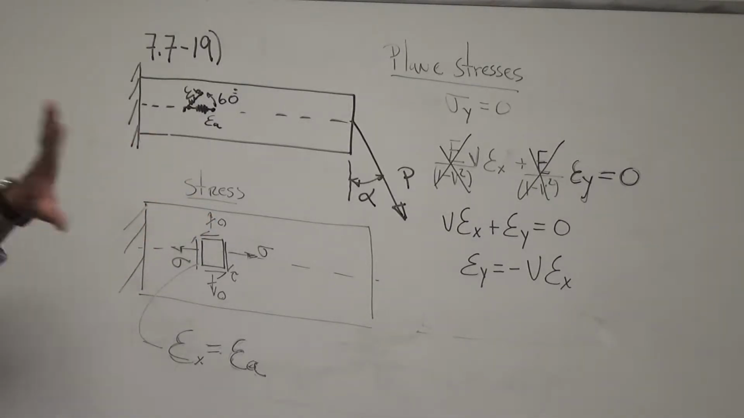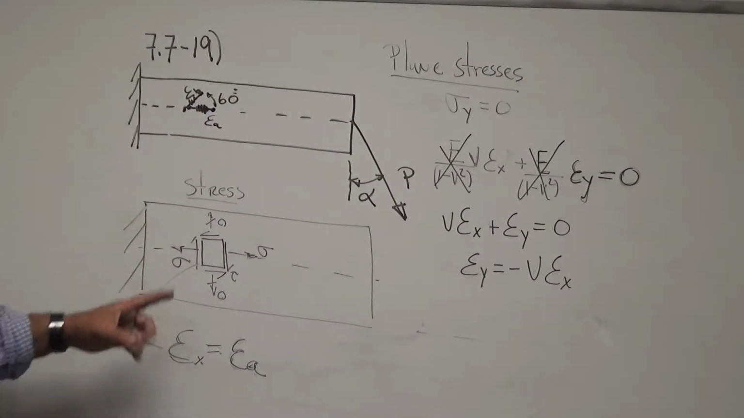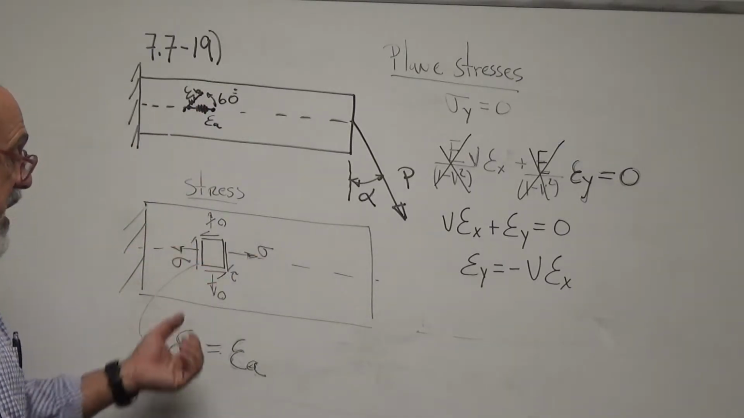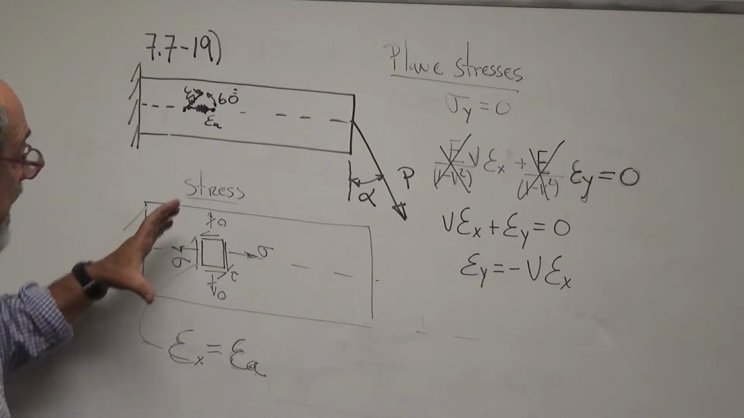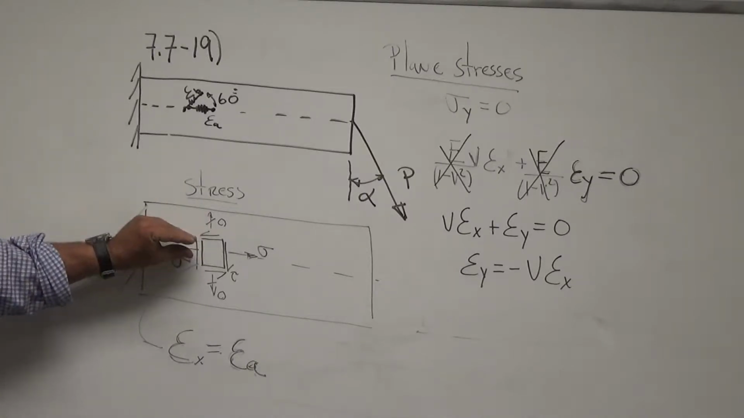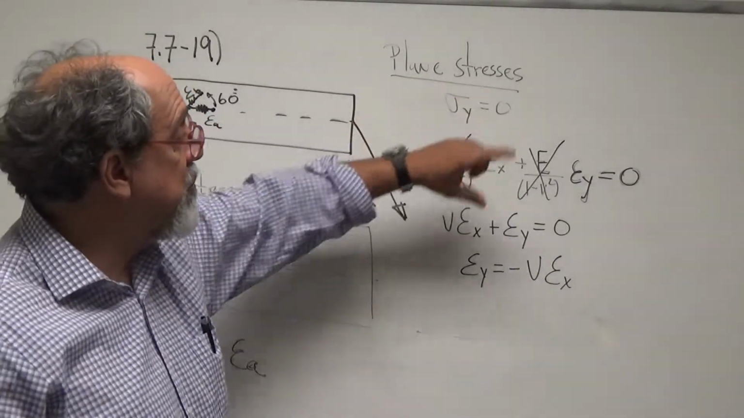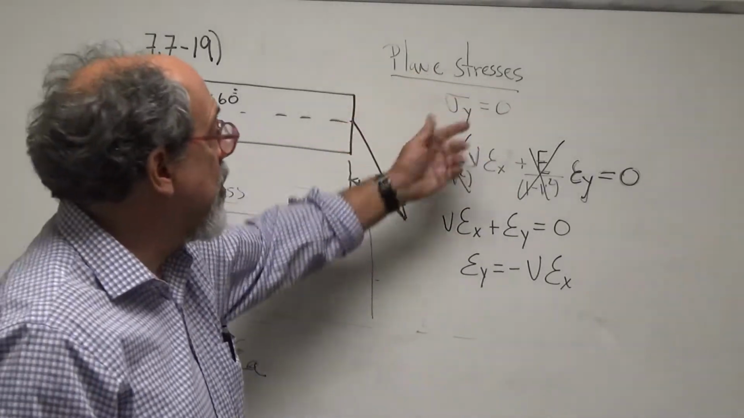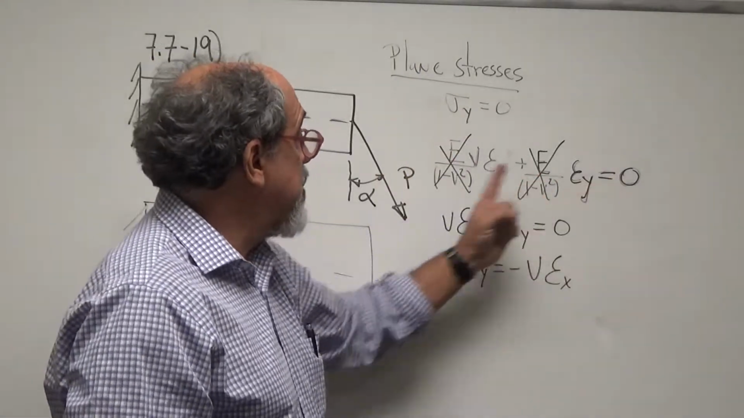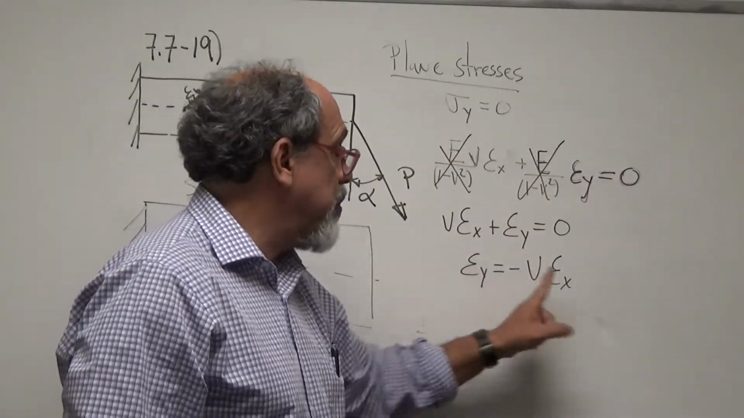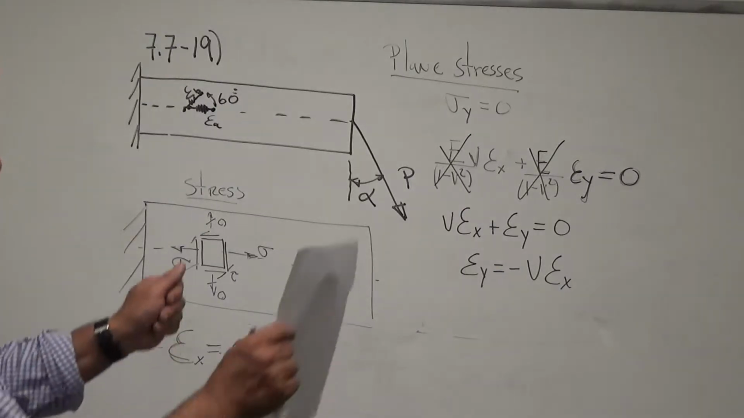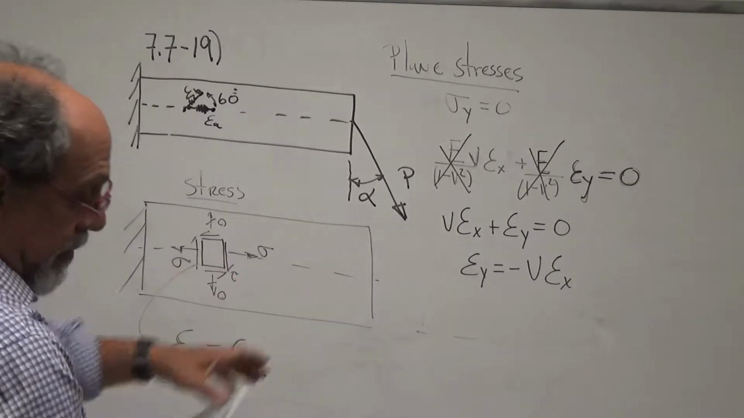Now we switch hats and we look at strains. And we say, in the x direction, are there strains? Yes, this thing gets longer. In the y direction, are there strains? Well, yes, because if there are no stresses and we go to the plane stress formula, with no stresses it requires that epsilon y be negative Poisson's ratio times epsilon x. That is, when this gets longer, this gets shorter.